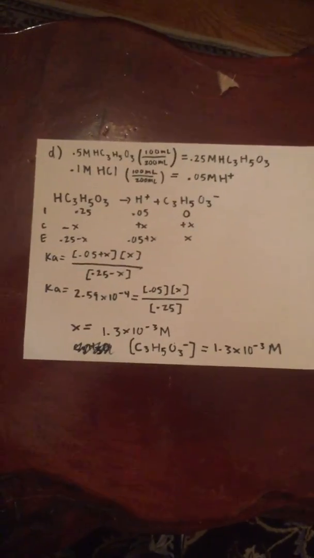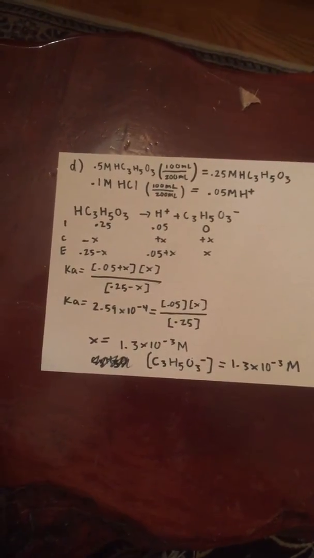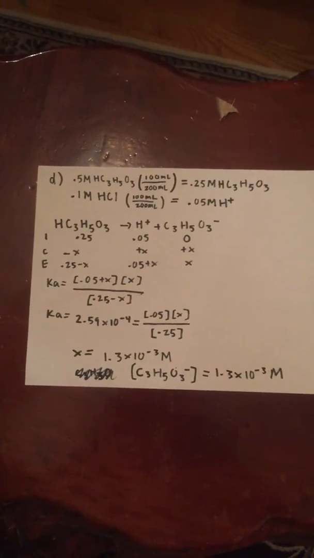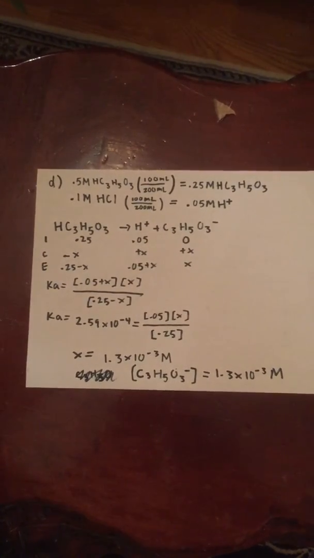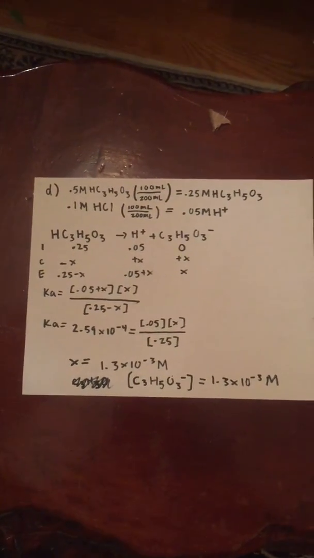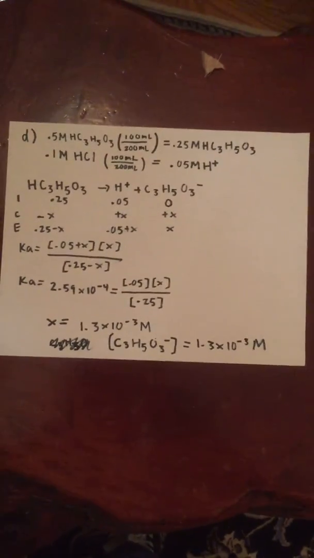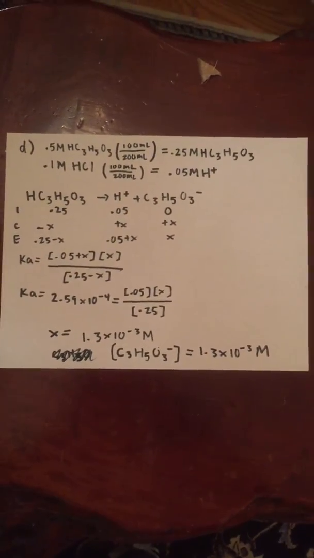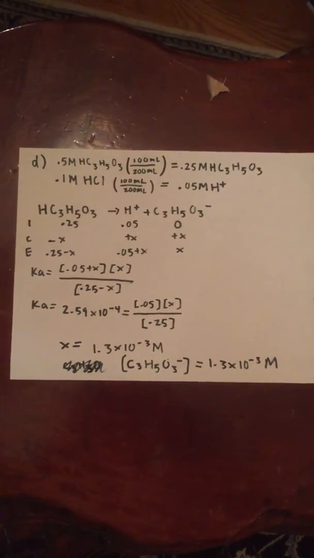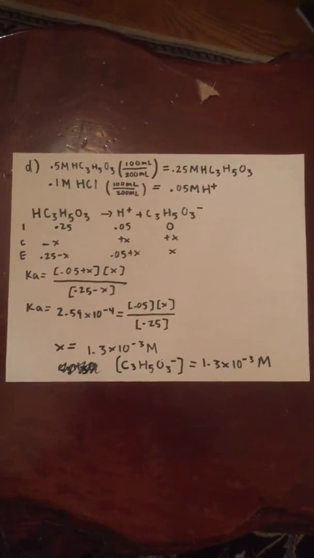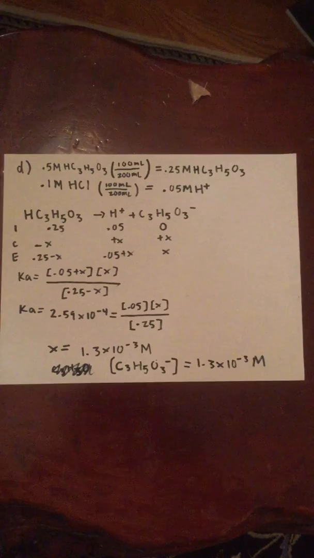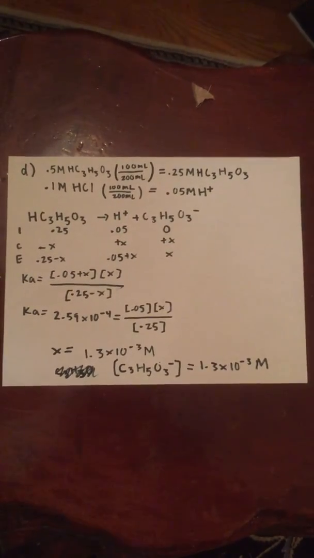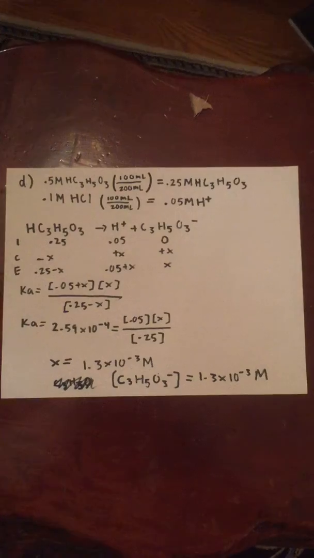Okay, part D. A 100 milliliter sample of 0.1 molarity HCl is added to 100 milliliters of 0.5 molarity HC3H5O3. Calculate the molar concentration of lactate ion, C3H5O3 minus, in the resulting solution. So for this one, I needed to find the molarity of HC3H5O3, so I multiplied 0.5 molarity HC3H5O3 times the 100 milliliters over 200 milliliters, which is basically 0.5, so you get 0.25 molarity HC3H5O3, and this is using the numbers given to us in part D.